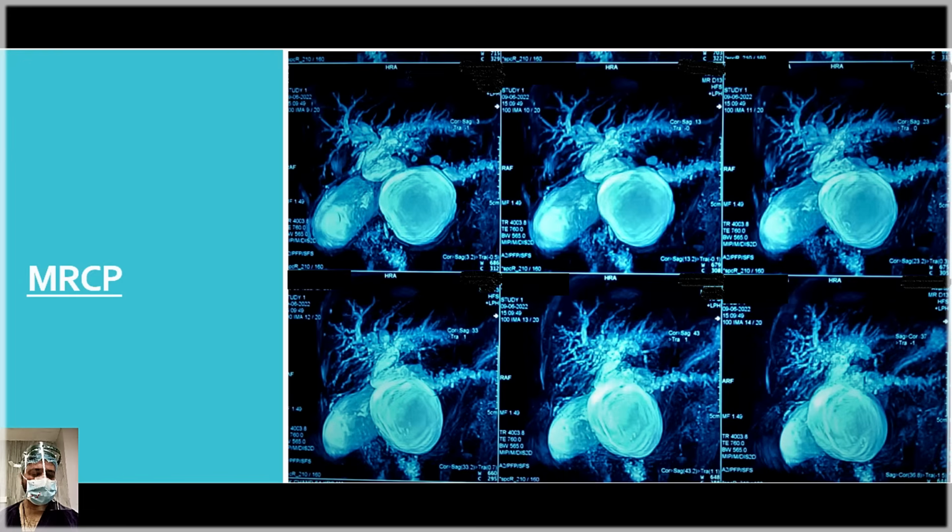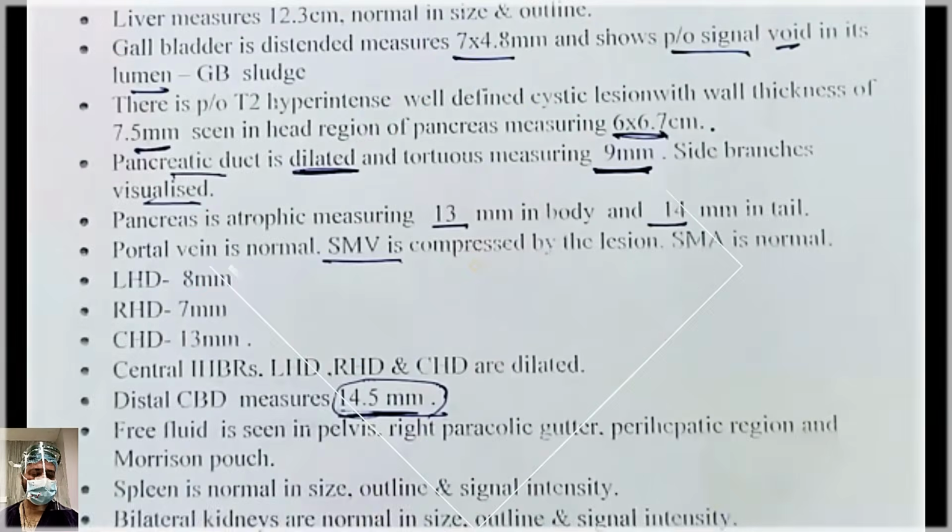the CBD. So this is the report of MRI MRCP: gallbladder distended, measuring 7 into 4.8 centimeter with possible signal void and GB sludge. There was a T2 hyperdense well-defined cystic lesion with wall thickness of 7.5 mm, seen in the head region of pancreas. Pancreatic duct dilated, measuring up to 9 mm. Pancreas was atrophic in the body, 13 mm, 14 mm in tail.